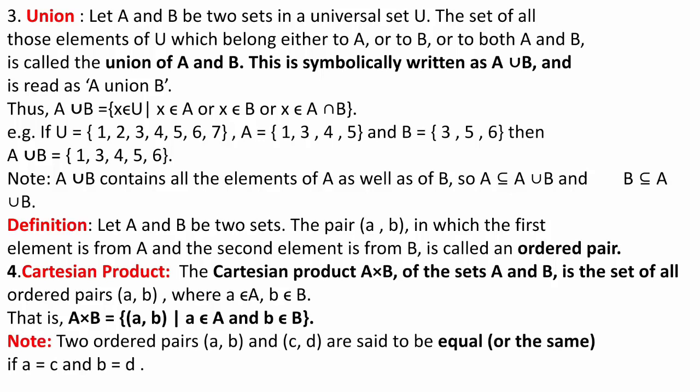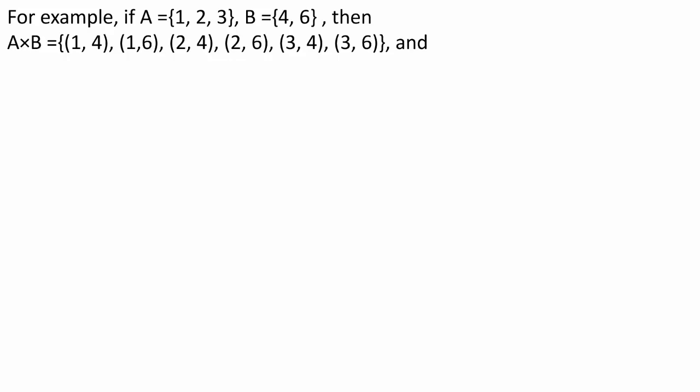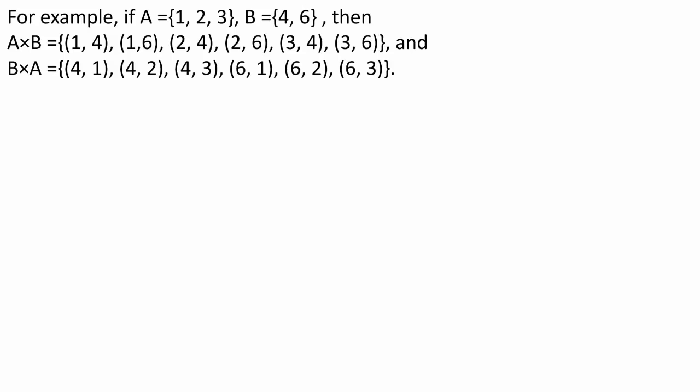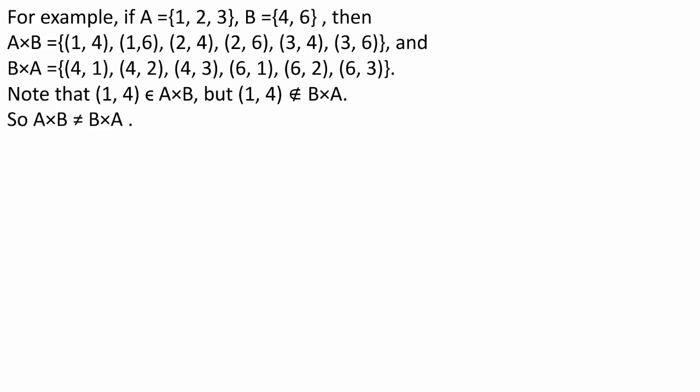Note that two ordered pairs (A, B) and (C, D) are said to be equal or same if A is equal to C and B equal to D. For example, if A equals the set {1, 2, 3} and B equals the set {4, 6}, then A cross B equals the set of all ordered pairs (1,4), (1,6), (2,4), (2,6), (3,4), (3,6). And B cross A equals the set of all ordered pairs (4,1), (4,2), (4,3), (6,1), (6,2), (6,3). Note that ordered pair (1,4) belongs to A cross B, but (1,4) does not belong to B cross A. From this we can conclude that A cross B is not equal to B cross A.